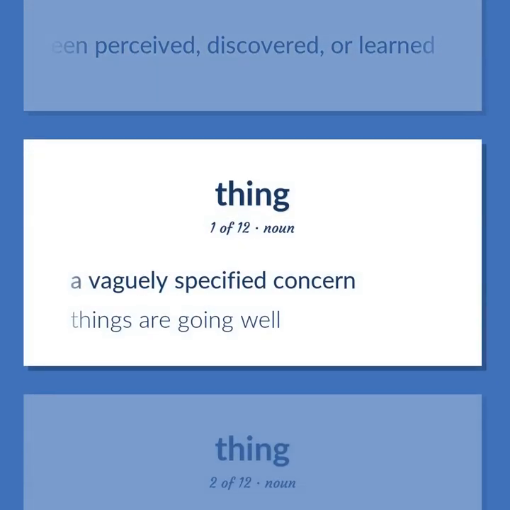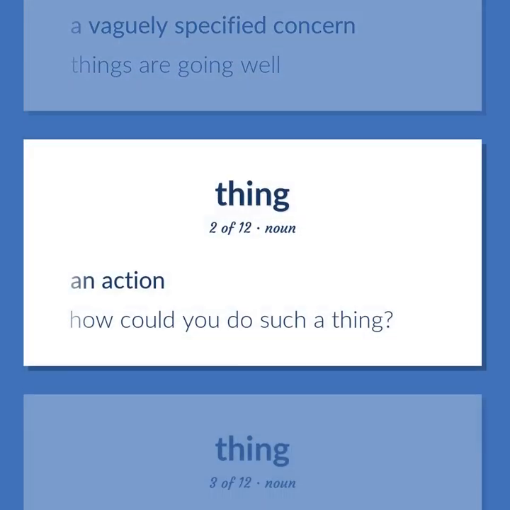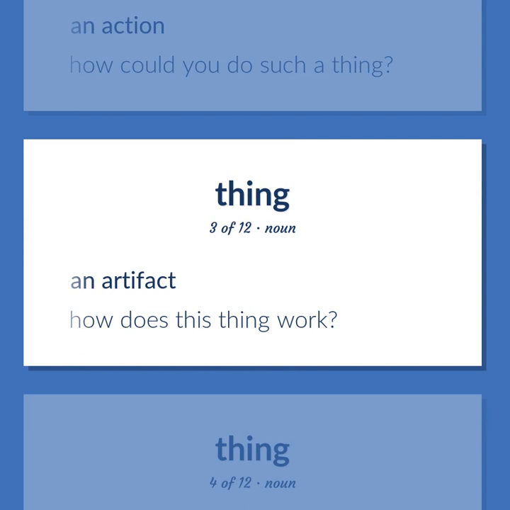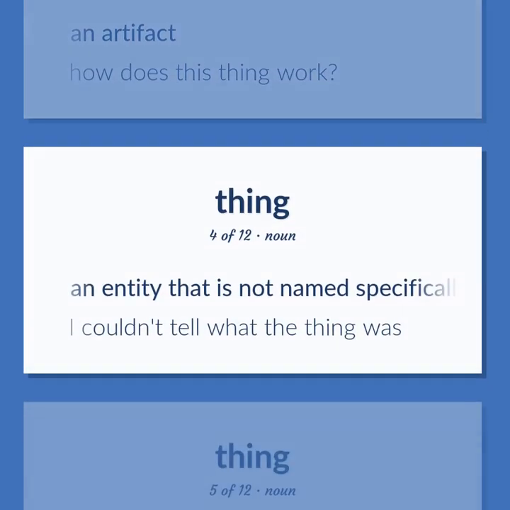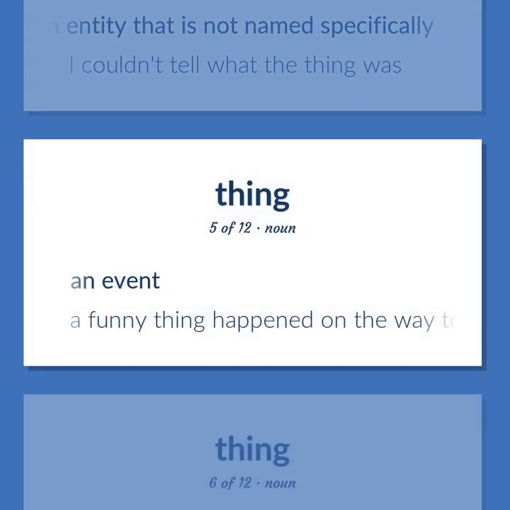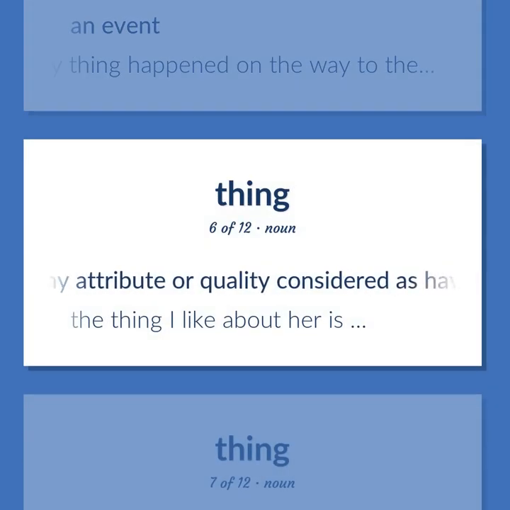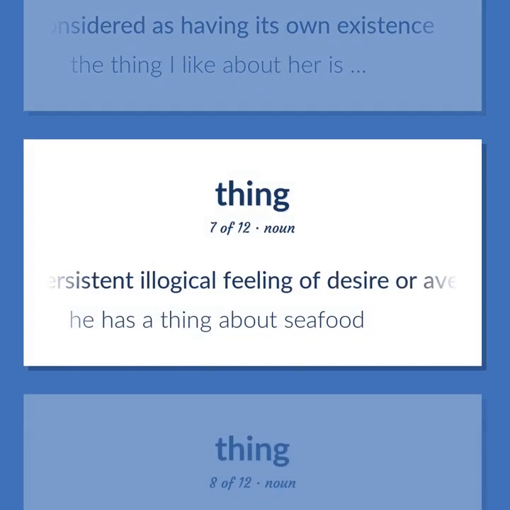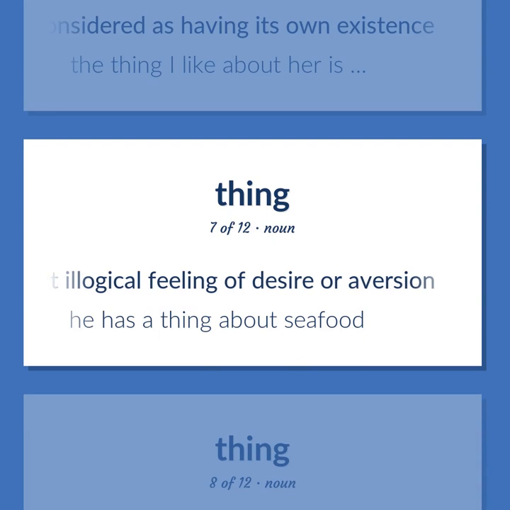A vaguely specified concern. Things are going well. An action. How could you do such a thing? An artifact. How does this thing work? An entity that is not named specifically. I couldn't tell what the thing was. An event. A funny thing happened on the way to the. Any attribute or quality considered as having its own existence. The thing I like about her is a persistent illogical feeling of desire or aversion. He has a thing about seafood.